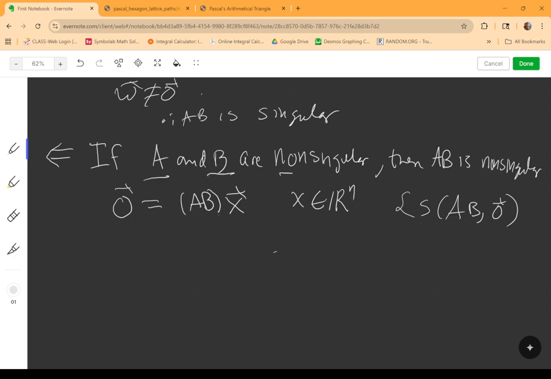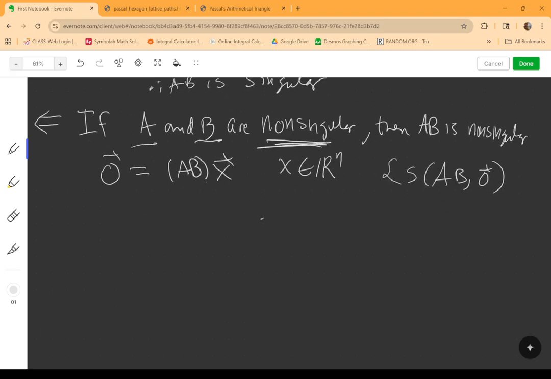A and B are non-singular. So interpret that and determine what properties you can derive from a matrix being non-singular in terms of our linear system. Okay.